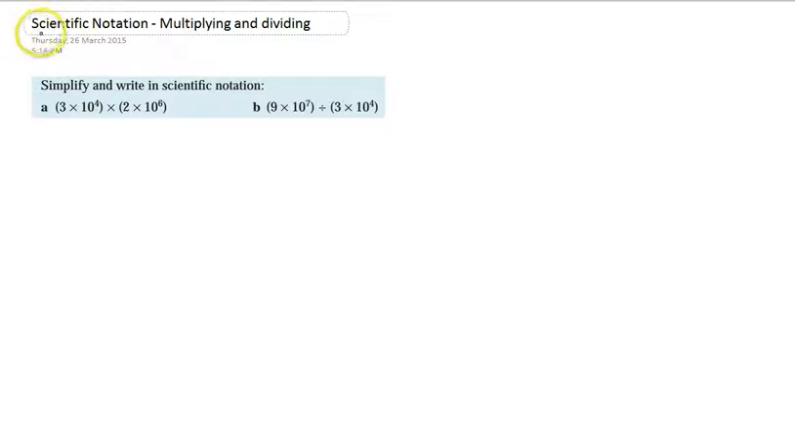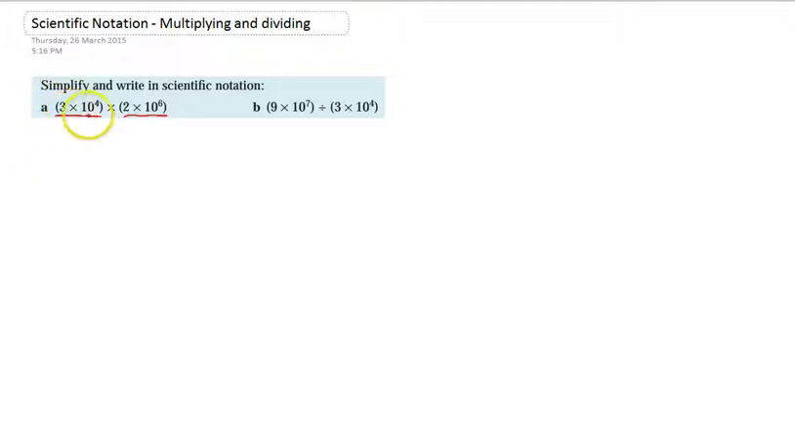Okay, so this time we're looking at scientific notation again. This time we're looking at multiplying and dividing. So we're going to take two numbers that are written in scientific notation and we're going to multiply them together. Now the process is pretty simple when you see it, but it really is something you need to practice.